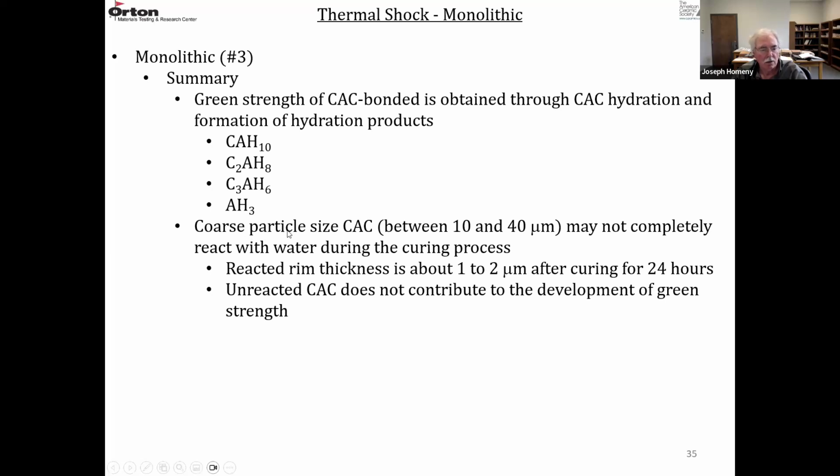So coarse particle size CAC, between about 10 and 40 microns, may not completely react with water during this curing process. So what you may see is a reacted rim of thickness about 1 or 2 microns on these particles, even after curing for 24 hours. So the unreacted CAC does not contribute to any development of strength. It's just still unreacted.